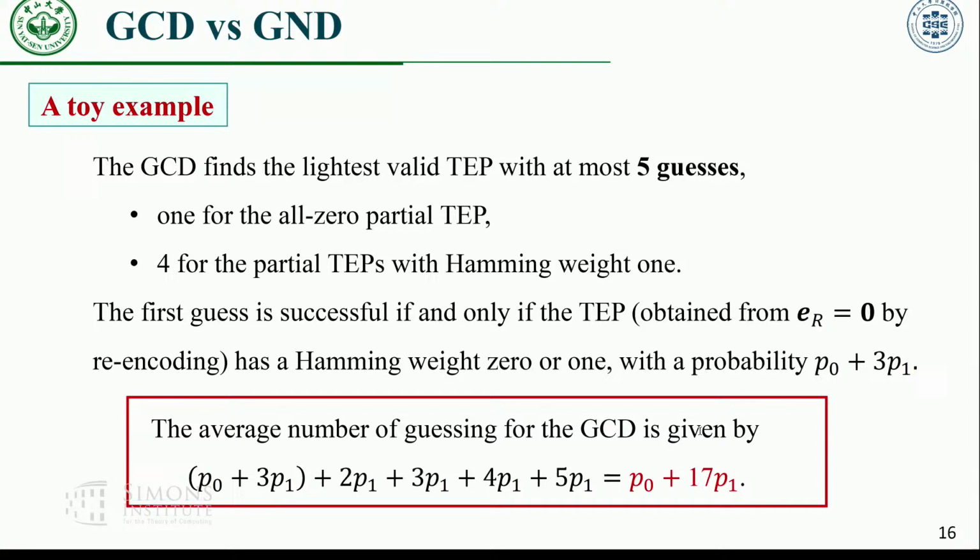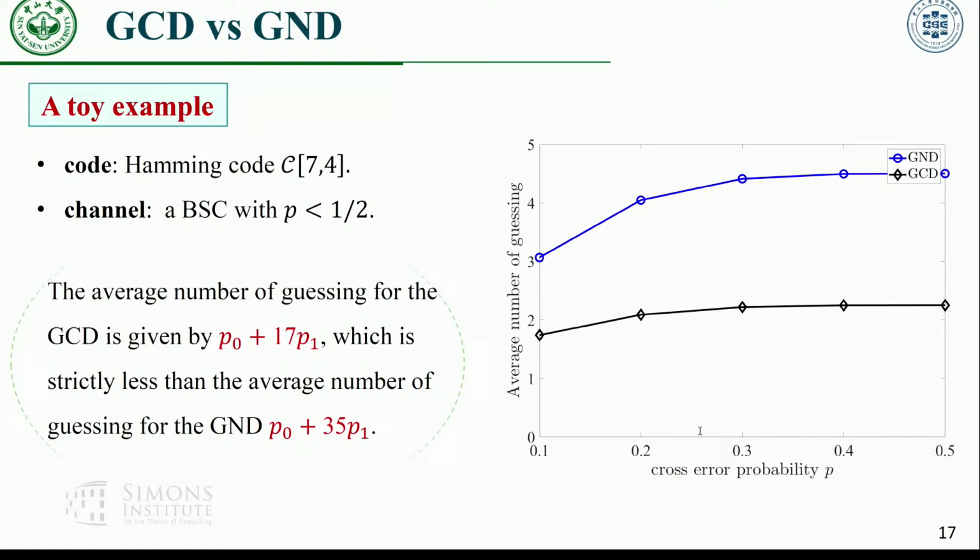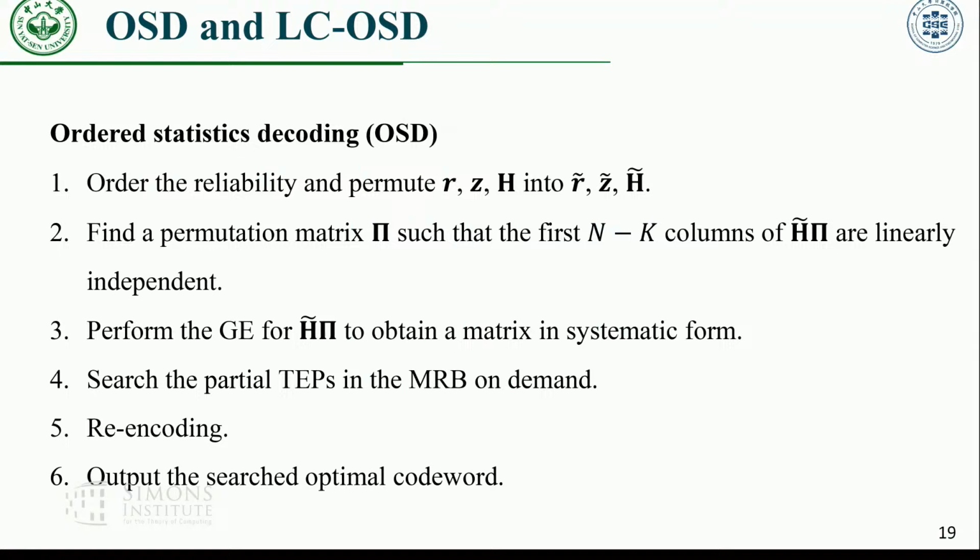So here is the average number of guesses. We have a plot. We see that in a wide range, the orange curve, the GCD, needs fewer guesses. We have a GCD algorithm which does not require sorting. It just requires a systematic form.